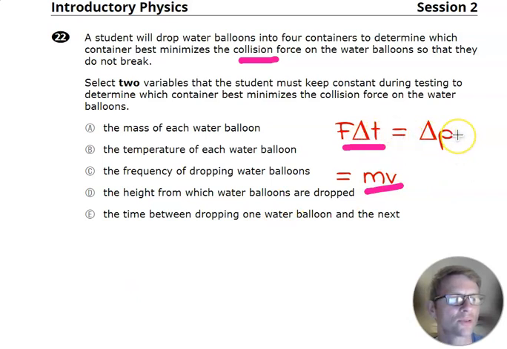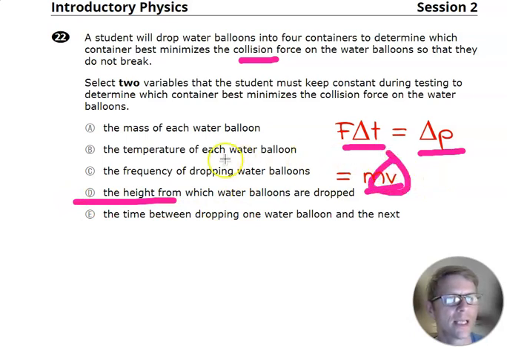F triangle T equals triangle P, you can see that if you look at all these choices, and knowing that triangle P is a change in momentum, and momentum is mv, only a couple of these actually have to do with force, time, mass, etc. The height would make for a larger velocity, and the mass of the water balloon would require more force to stop as well. It doesn't matter how quickly we drop them or the temperatures or the time that we wait.